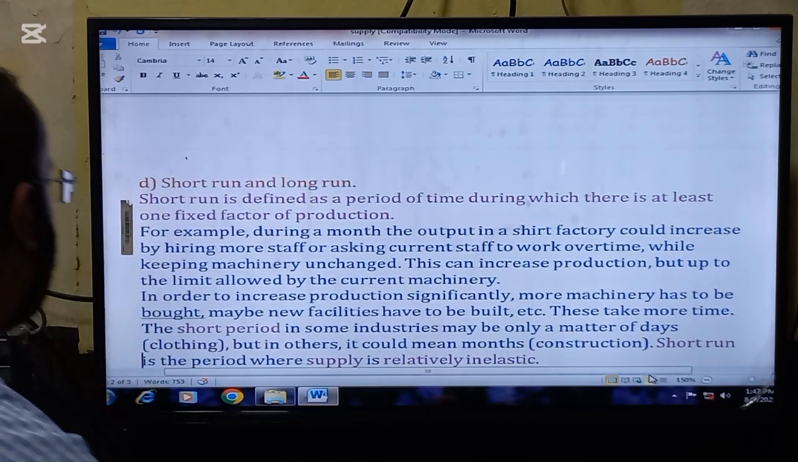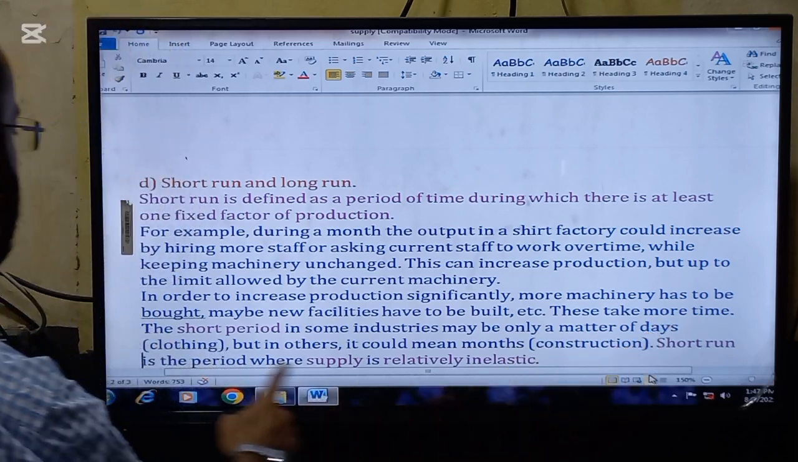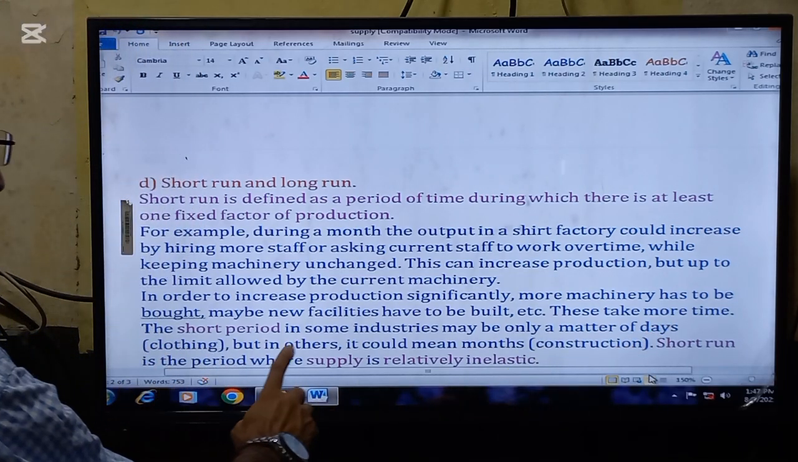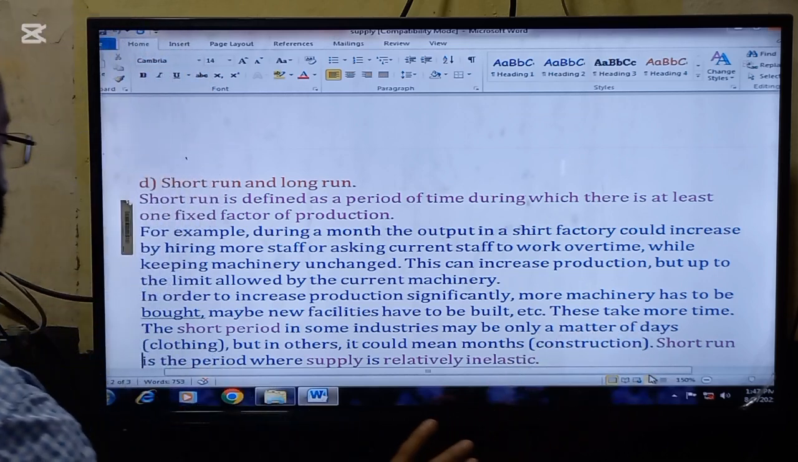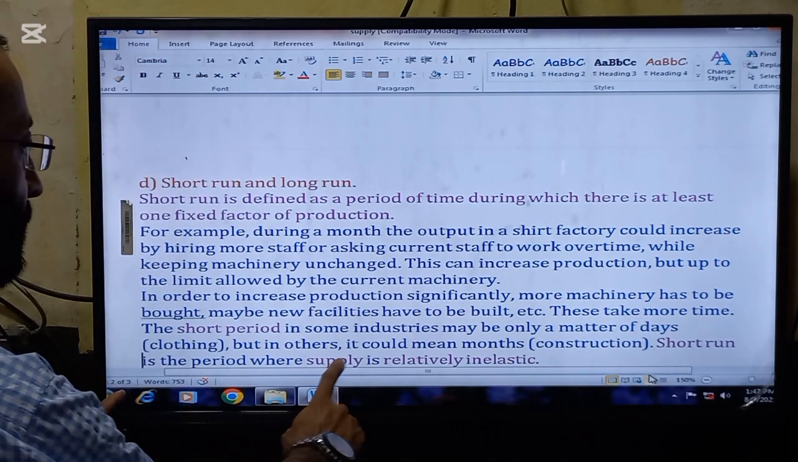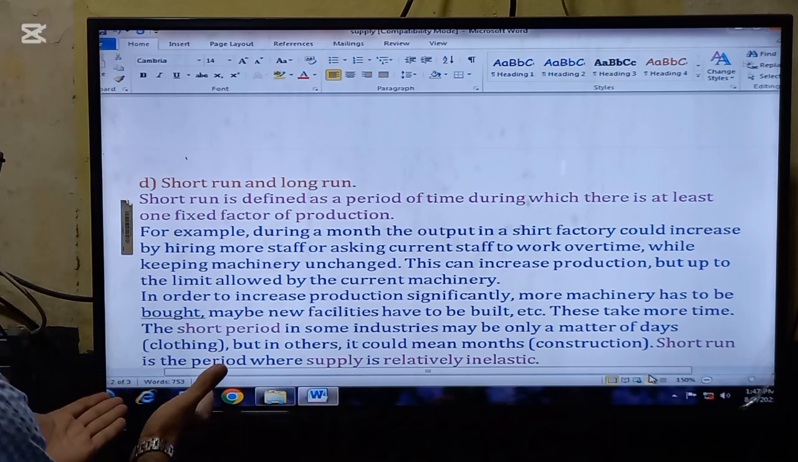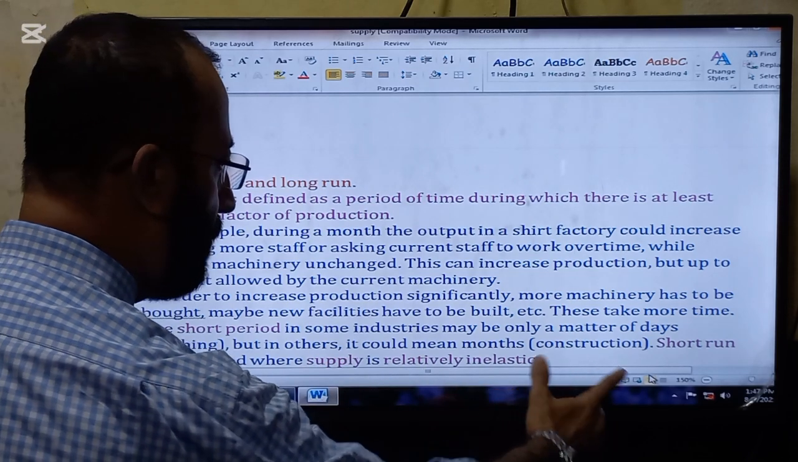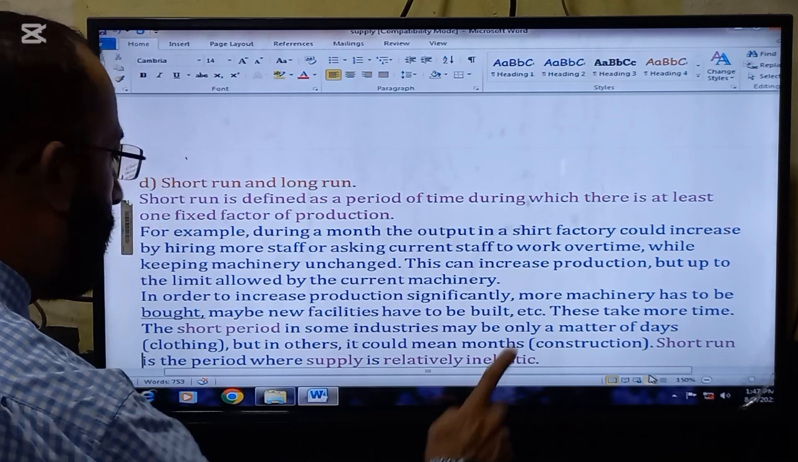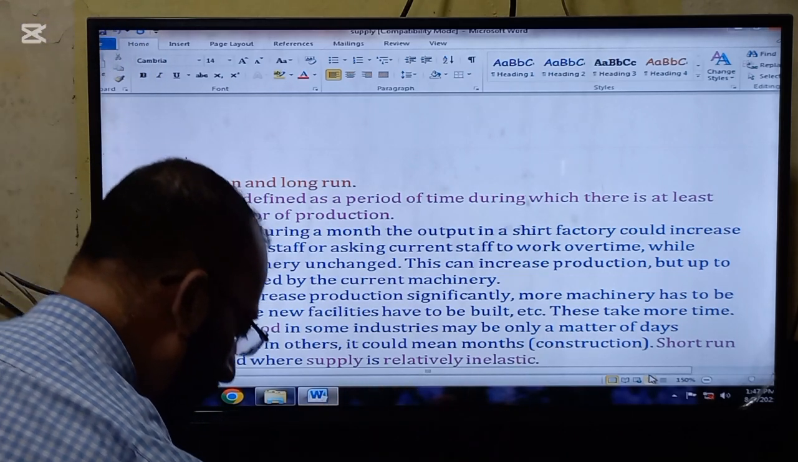In order to increase production significantly, more machinery has to be bought. Maybe new facilities have to be built, etc. These take more time. The short period in some industries may be only a matter of days, for example, clothing, but in others it could mean months, for example, construction. Short run is the period where supply is relatively inelastic.